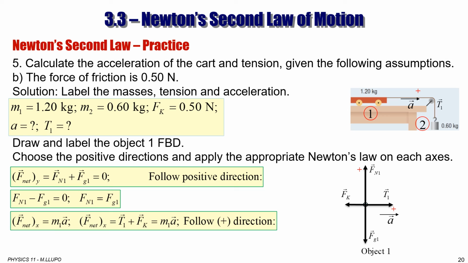With the x-axis, there's an acceleration. So apply the second Newton law, F net x is equal to m1a. F net is equal to the sum of all forces. In this case, we have two forces. Positive is T1 and negative is Fk. So T1 minus Fk is equal to m1a, and that will be equation number 1.